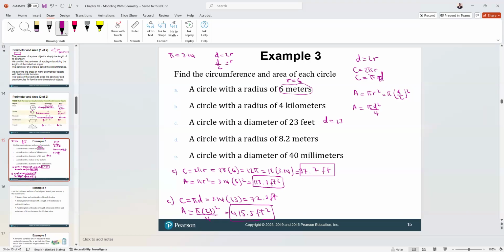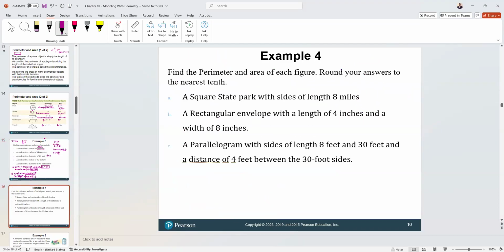Very, very important. We have a bunch of examples we could do because here I changed a little bit the type of exercises we're planning on doing. I do a few on circles. Now we said find the perimeter and area of each figure. You can round. Remember A, for example, they ask you the perimeter of a square.